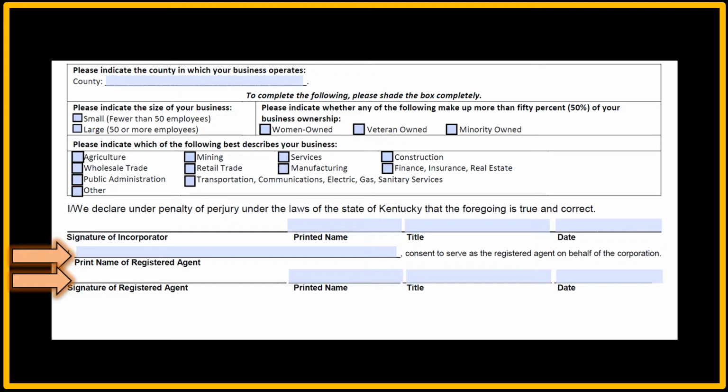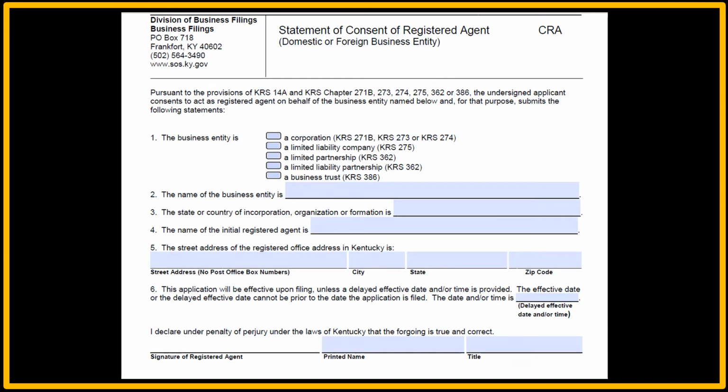Here is where this is, down further on the form. This is where you print the name of the registered agent. You see that the registered agent is signing this to consent to serve as registered agent. If you draft your own Articles of Incorporation and you don't use the Kentucky form, you still have to be careful to make sure that you have a consent from the person who's going to act as the registered agent. And there's another form for it.